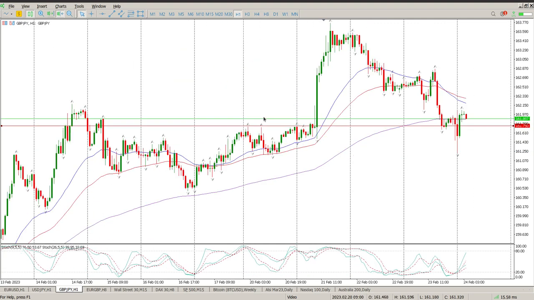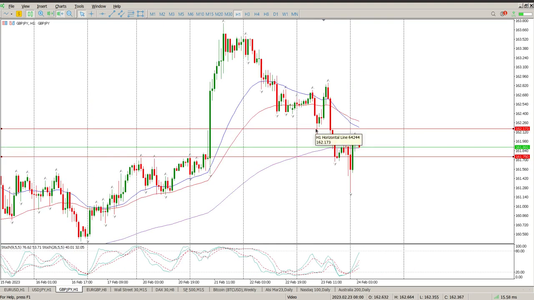So we had some structure up here that we were looking at. And you can see we've got the bounce yesterday, so there was a fairly decent opportunity there. We then broke above the high there.